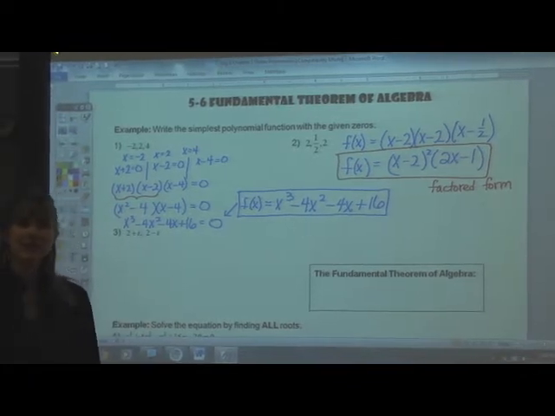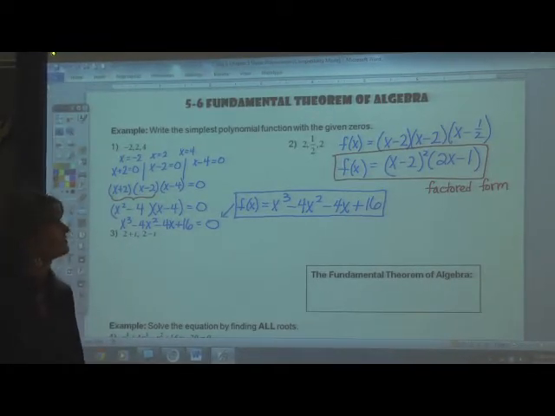Guys, we're going to go ahead and talk about lesson 5-6 today, the fundamental theorem of algebra. And we're going to start off with a little bit of a review.